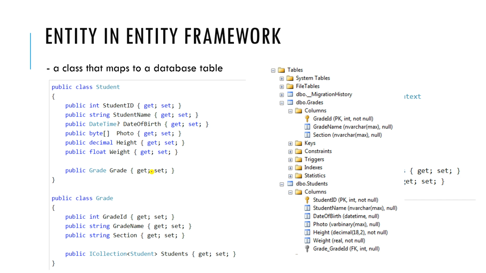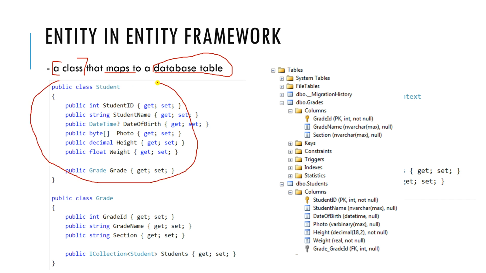The entity in the EF framework is a class that maps to a database table, as I explained. For example, Student will map into the table dbo.Student. Here is the SQL Server Management Studio.